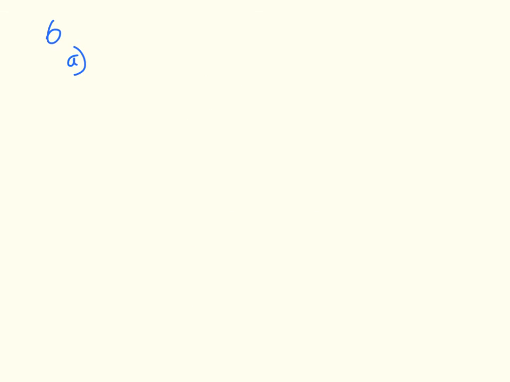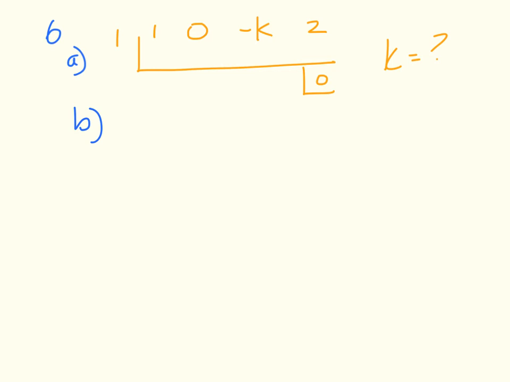Now question 6. Looks like a lot of stuff to do, and it is. Given that x minus 1 is a factor, the first thing you're going to do is your synthetic division with 1 here, 1, 0 x squareds, minus k x's and 2. You're going to work that through to work out what k is equal to. For part B, you're then going to factorise it. So you're going to end up with 1, 2, 3 brackets.